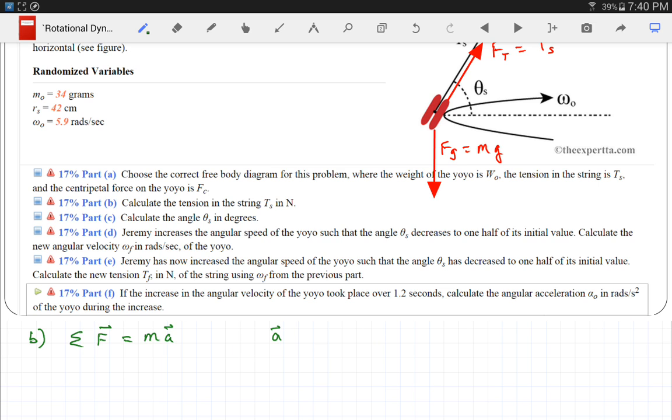I know the acceleration is equal to v squared over the radius of my circle. That's, better put, the magnitude. The direction is toward the center. V is equal to omega naught times the radius. So I could also say that the acceleration is equal to omega naught squared times the radius. What is the radius? The radius is not the length of the string rs, it's the horizontal portion of the string.